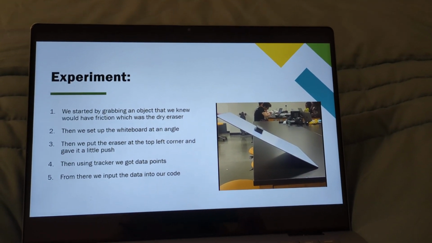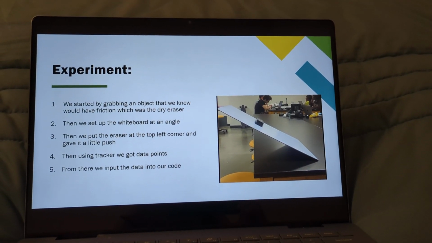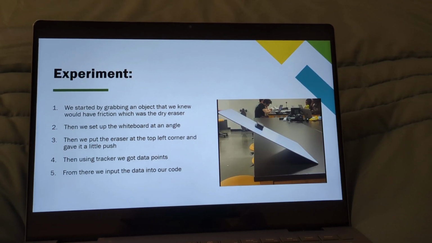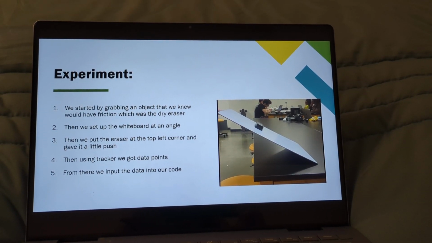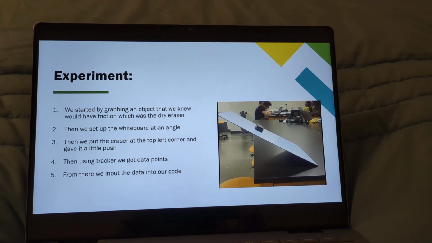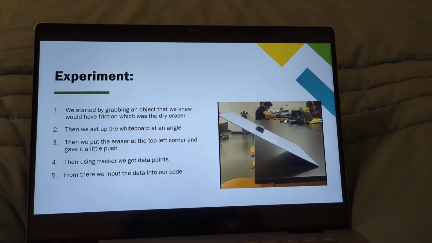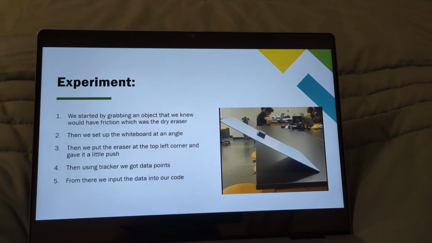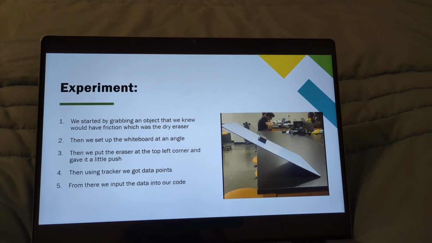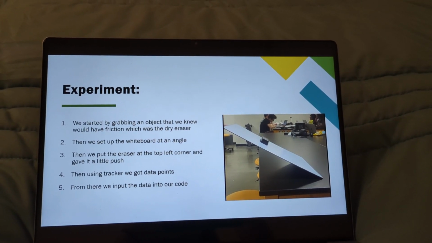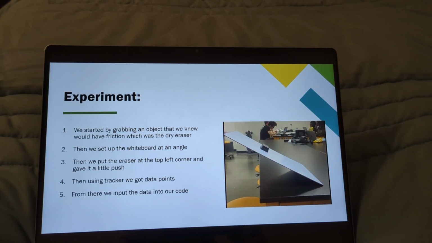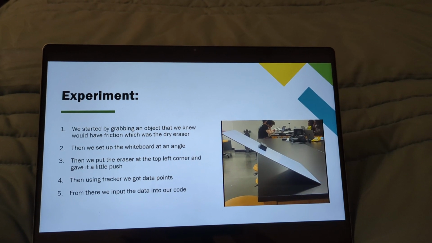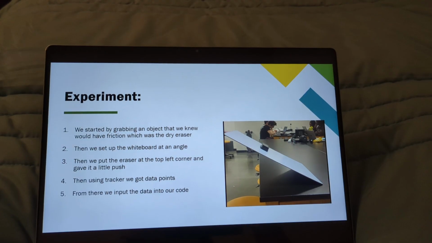Experiment. We started by grabbing an object that we knew would have friction, which was the dry eraser. Then we set up the whiteboard at an angle. Then we put the eraser at the top left corner and gave it a little push. Then, using Tracker, we got data points. From there, we input the data into our code. Also, FYI, we used the top left corner as the origin with the x axis going along the top of the ramp.